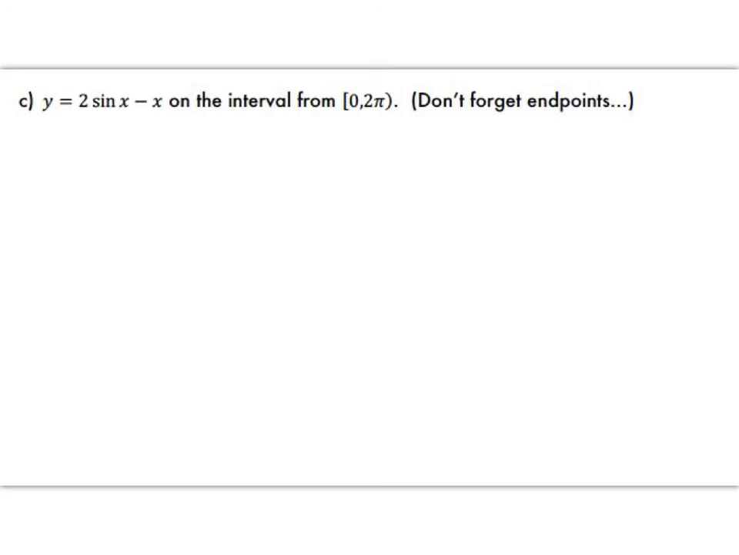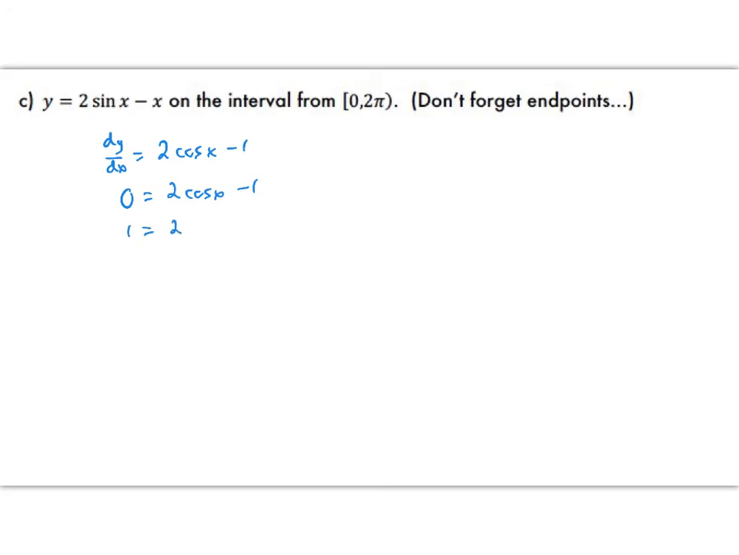Okay, now on this one we have to consider our endpoints, especially on the left side, because it's 0 there and it's a closed interval on that part. So we'll tell you how to talk about that in just a little bit. Let's go ahead and find our derivative first. Our dy over dx is going to be 2 cosine x minus 1, and I need to set that equal to 0.